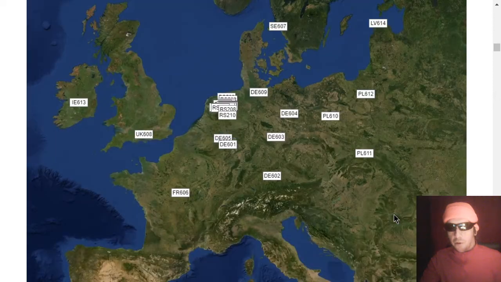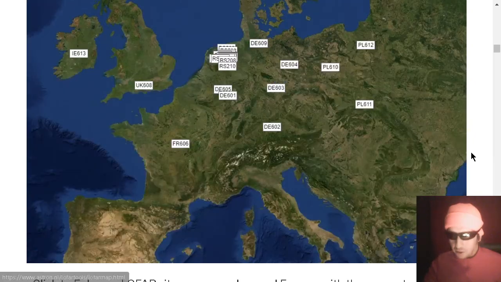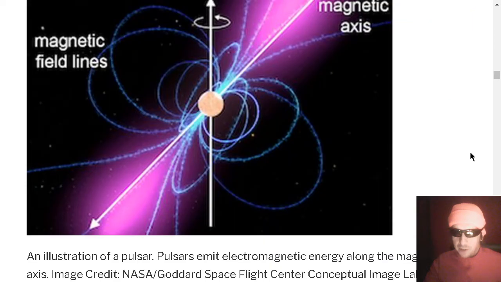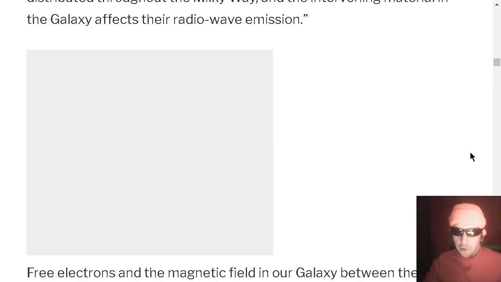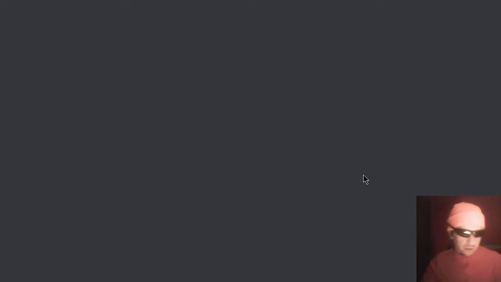The LOFAR system, which is a series of radio telescopes spanning a great distance, took these measurements, and it took quite a while. So nice job, LOFAR crew. Again, links to the article are in the description.